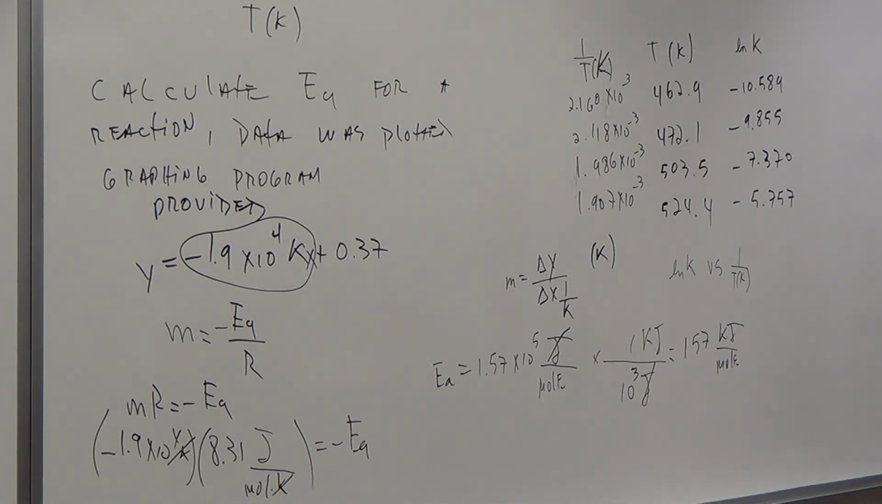So we will always be given an equation like that. You can be given an equation or you can just be given the slope. Okay. Guys, in the lab, how are you going to find the energy of activation? Like that. By plotting ln of k versus 1 over T.